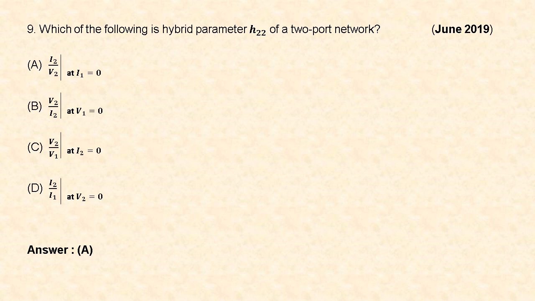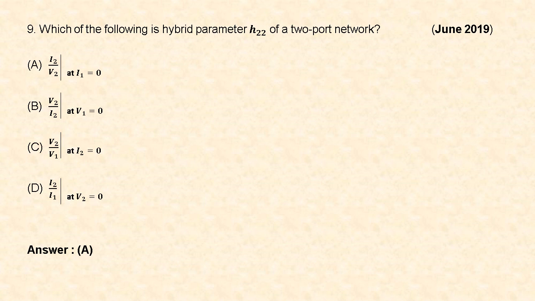Next question. This question was asked in June 2019. Which of the following is hybrid parameter H22 of a two-port network? A is equal to I2 by V2 at I1 is equal to 0. B is equal to V2 by I2 at V1 is equal to 0. C is equal to V2 by V1 at I2 is equal to 0. D is equal to I2 by I1 at V2 is equal to 0. We know that H22 is nothing but I2 by V2 at I1 is equal to 0.